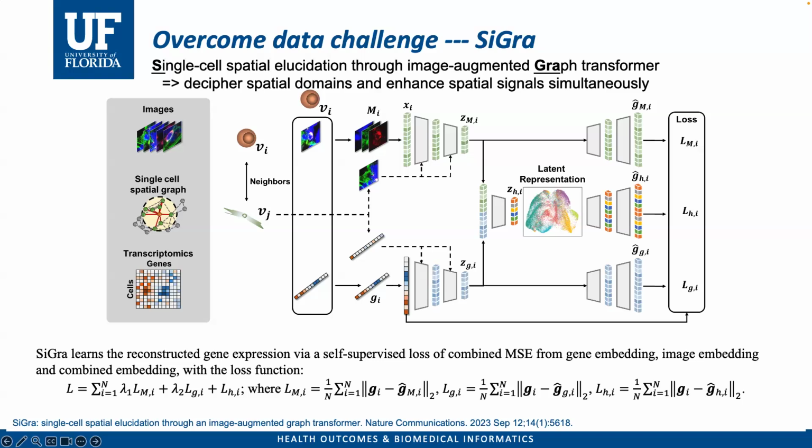So once you get all those three, then what do you do with them? We have the loss constructed here, and then we train the overall model based on this loss.